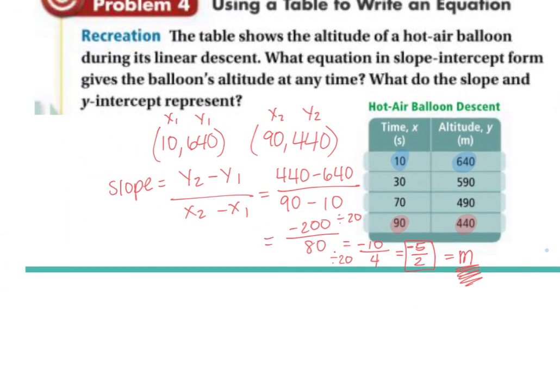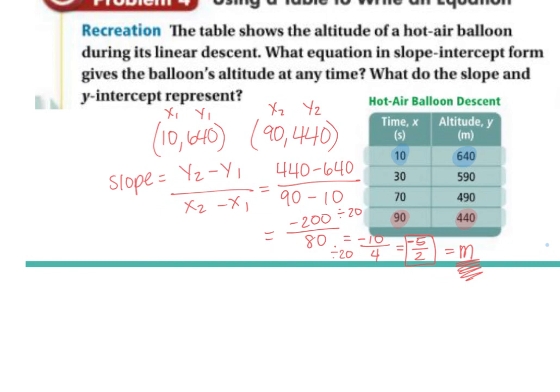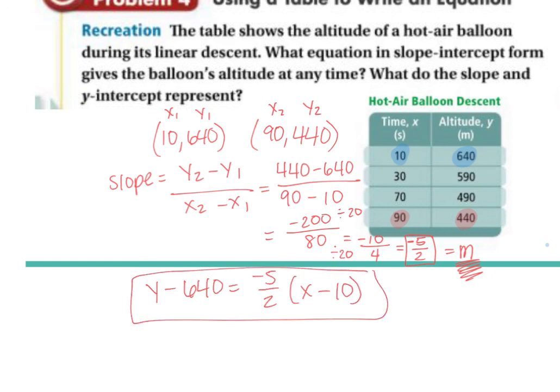I need someone to be a brave soul and attempt saying the entire equation for me in point-slope form. Anderson, you brave enough? Let's do it. It's going to be y minus 640 equals negative 5 over 2 times x minus 10. Beautiful.